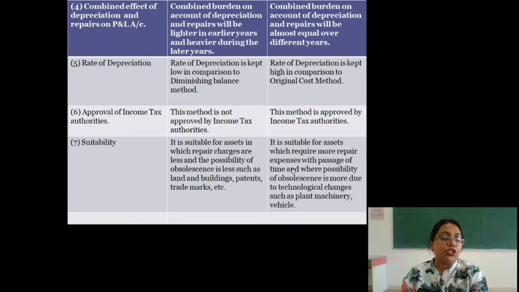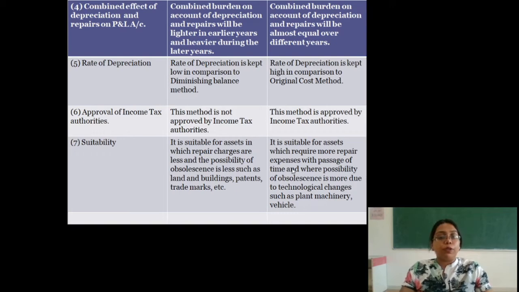The rate of depreciation is kept lower in case of straight line method in comparison to diminishing balance method, but in case of diminishing balance method, the rate of depreciation is kept higher in comparison to straight line method. Approval of income tax authorities.